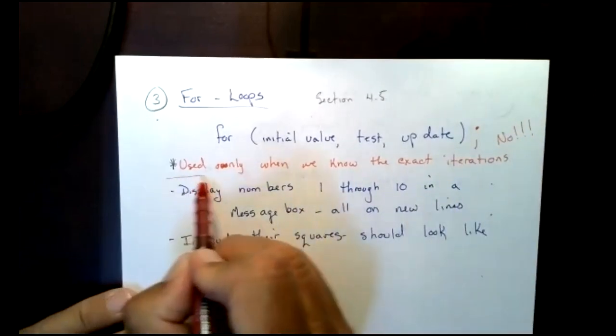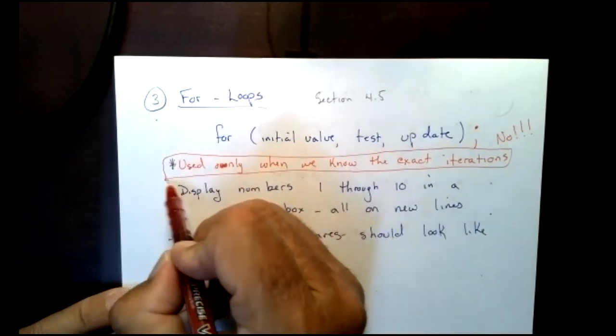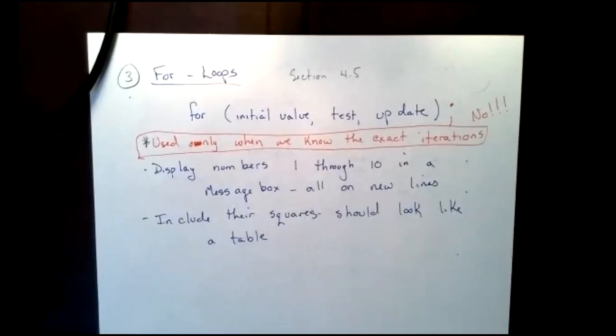Okay? Only used when we, what do I mean by that? Well, if I know that I want to use a loop 10 times, a for loop is great. If I want to use a loop 60 times, a for loop is great. Okay? Now, how does a for loop work?